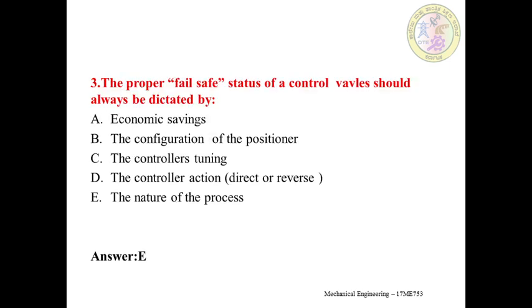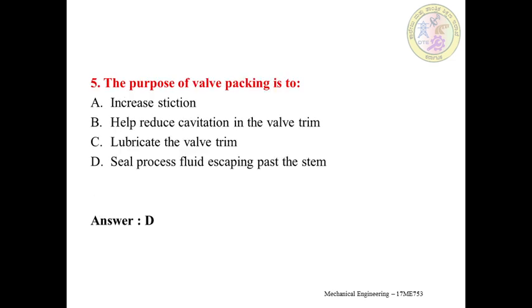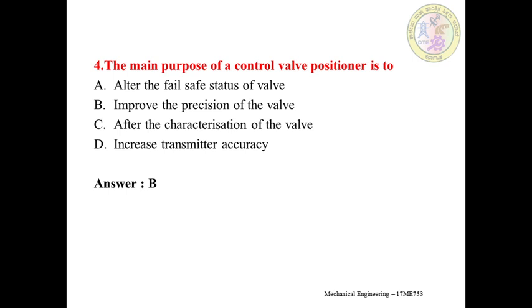The proper fail-safe status of a control valve should always be dictated by economic saving, the configuration of the positioner, the control tuning, the control action direct or reverse, or the nature of the process. Answer is the nature of the process. The main purpose of a control valve positioner is to alter the fail-safe status of the valve, improve the precision of the valve, alter the characterization of the valve, or increase the transmitter accuracy. Answer will be B, improve the precision of the valve.